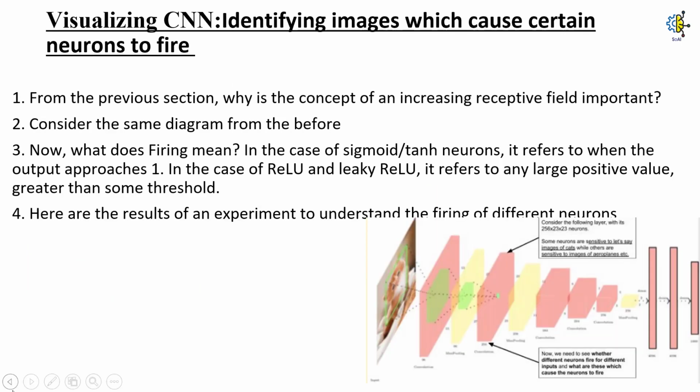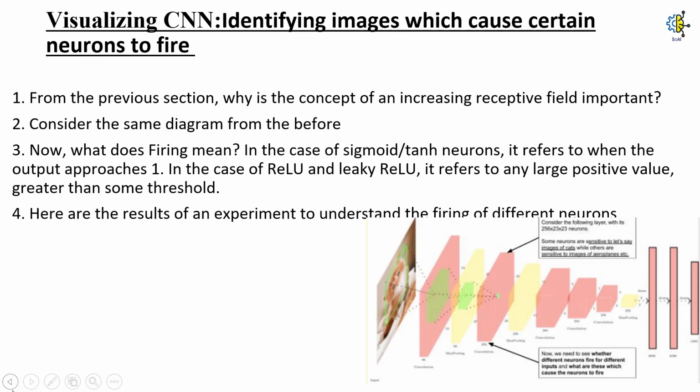Identifying images which cause certain neurons to fire. From the previous section, why is the concept of an increasing receptive field important? Consider the same diagram from before. Now, what does firing mean? In the case of sigmoid neurons, it refers to when the output approaches 1. In the case of ReLU and leaky ReLU, it refers to any large positive value greater than some threshold. Here are the results of an experiment to understand the firing of different neurons.